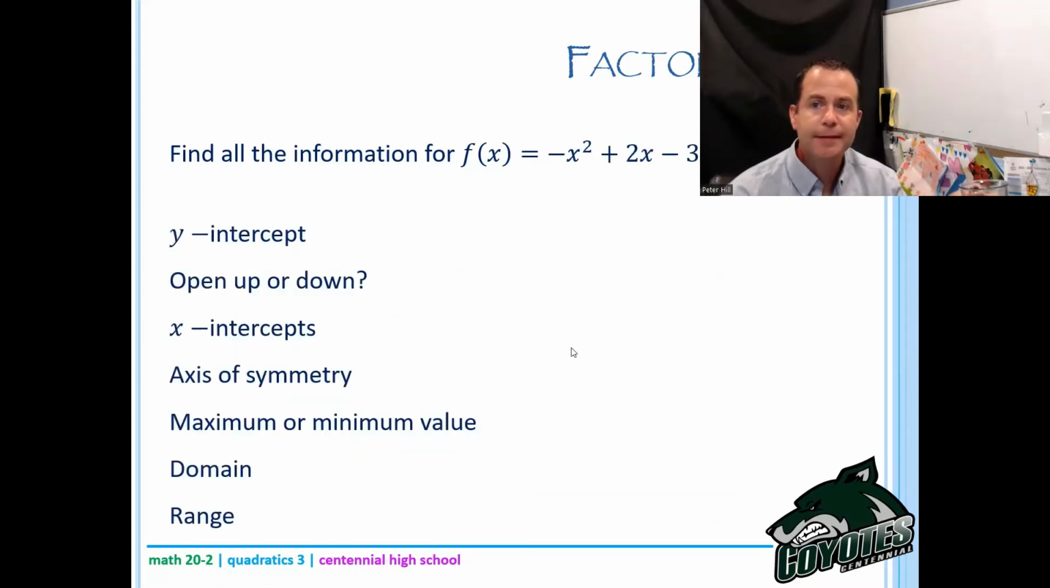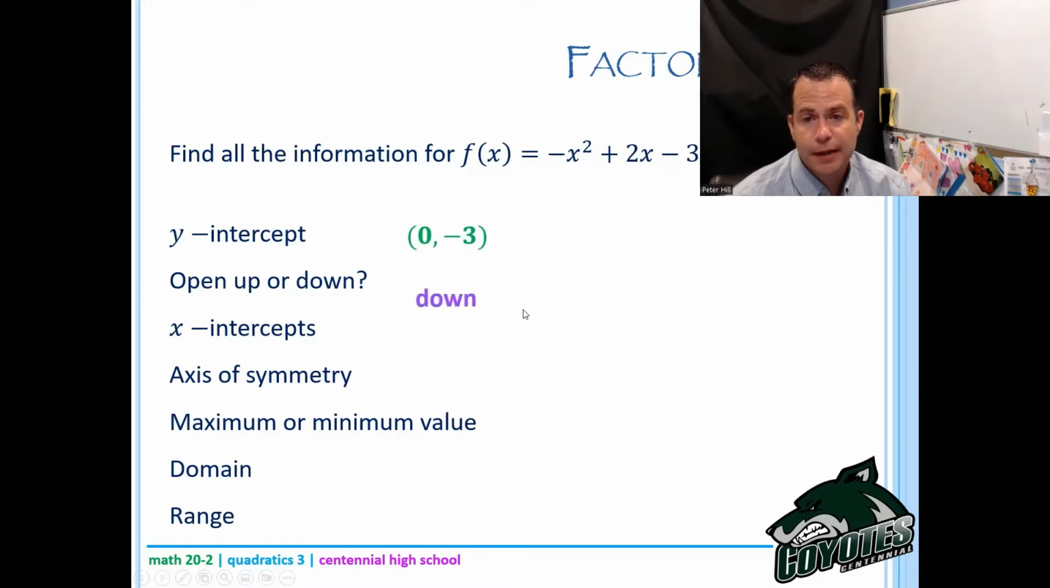So now I've got negative x squared plus 2x minus 3. Now, if you have a negative on the front, you're going to want to factor the negative out when you're trying to figure out your x-intercepts, okay? Let's deal with the y-intercept first. Y-intercept would be (0, -3). This one's going to open down because my a value is negative.